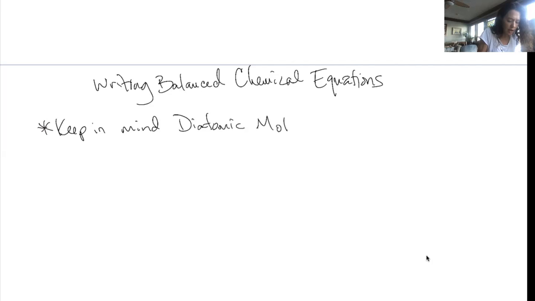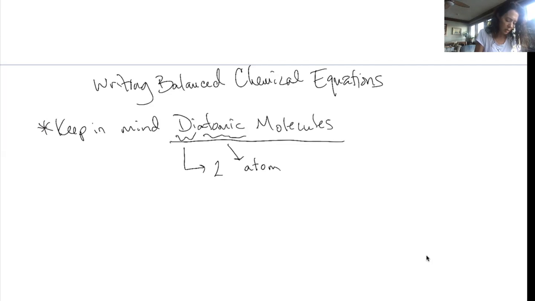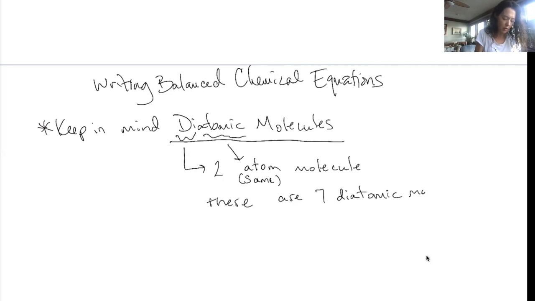I'm going to just say those are our diatomic molecules. Now, di means two, right? This is a two. That's what di means. Atomic, atom, molecule. And it's actually two of the same atom. There are 7 diatomic molecules, and you must memorize them and recognize them whenever they are present, okay?